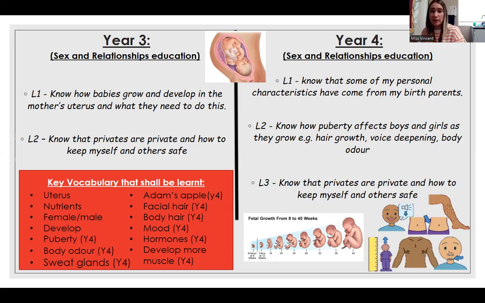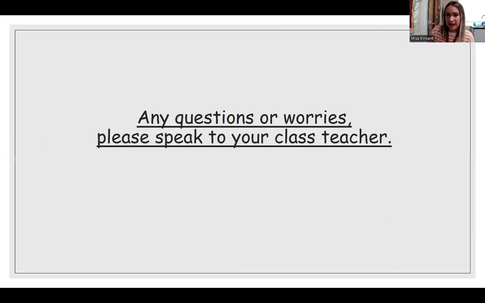Year 4 will go a little bit beyond the stomach, so how you grow once you're out of the stomach, and then some images there that we share with the Year 4s just to show the different changes that they might go through during puberty, and that's as far as we go with the SRE curriculum. So there's a few of the vocabulary there you might want to look at. I have put next to it if it's just a Year 4 word that the Year 4s will be exposed to.